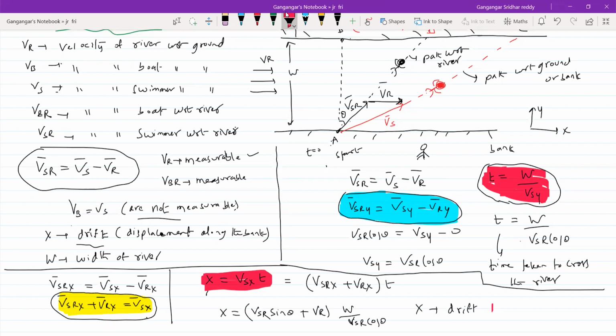Shall I scroll down? Yes. Now look at the formula. Shall I say, down the stream? The swimmer is swimming down the stream. So when you're swimming down the stream, these are the equations. So what all we discussed: the drift and the time taken to cross the river when he's swimming down the stream.